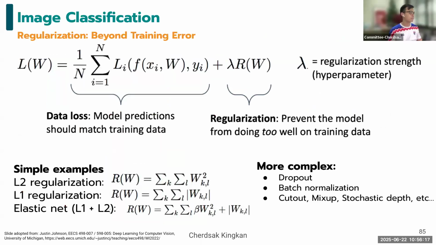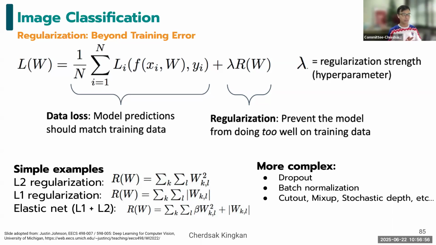So that's why it brings us to the term regularization, right? If you look at the loss function here, this is what we call a data loss, which means that the model prediction should match a training example. And then we add another term we call a regularization. It means that we want to prevent a model from doing too well on the training data set. That's the responsibility of regularization.